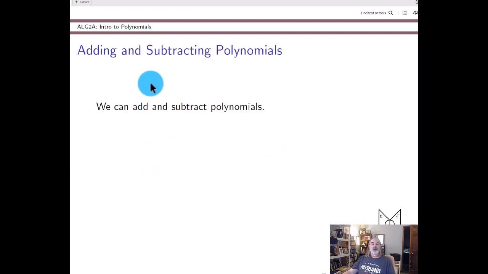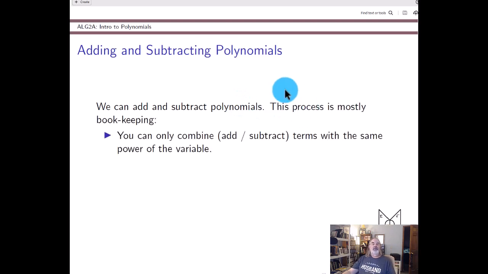Okay, either we didn't go anywhere or we're back. So now we're going to learn how to take two polynomials and add them together or subtract them. Sounds like fun. It's bookkeeping. That's all it is. You just have to watch the details, just like with anything else.